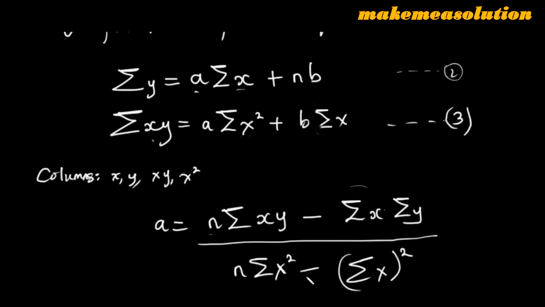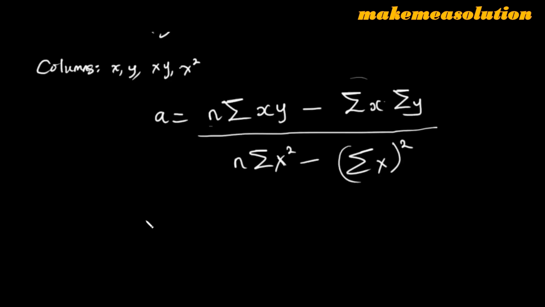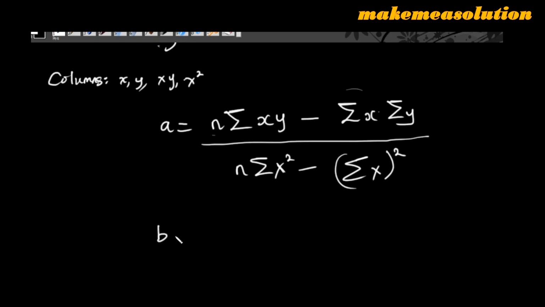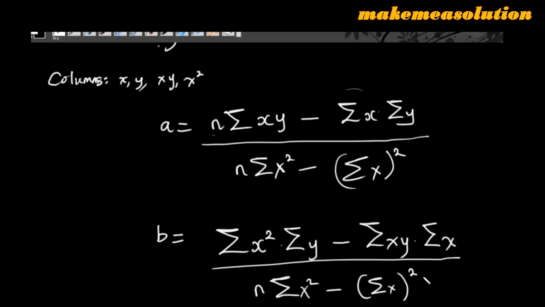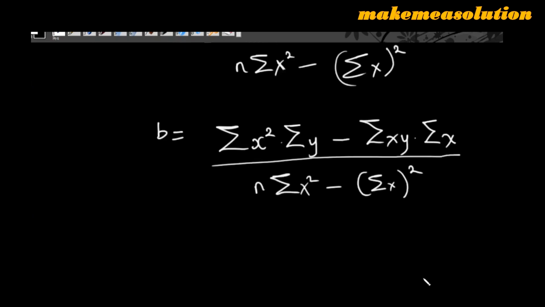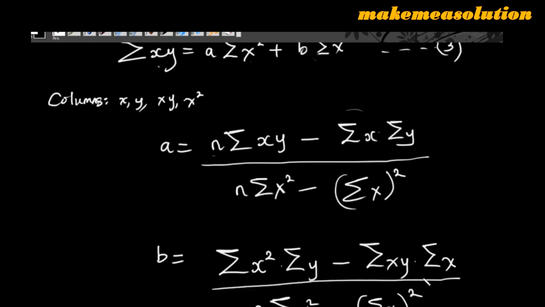Is that okay? Now if you want to get b, the formula for b is a little bit crazier to memorize, but with time you'll get it. It doesn't have n. b is just summation x squared times summation y, then minus summation xy times summation x, all over n summation x squared minus summation x all squared. Okay, so this is the formula for solving a and b.